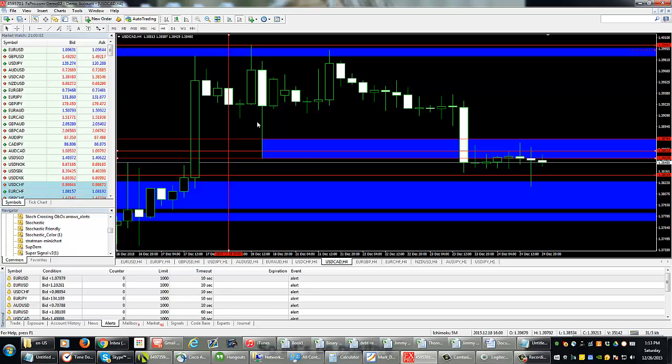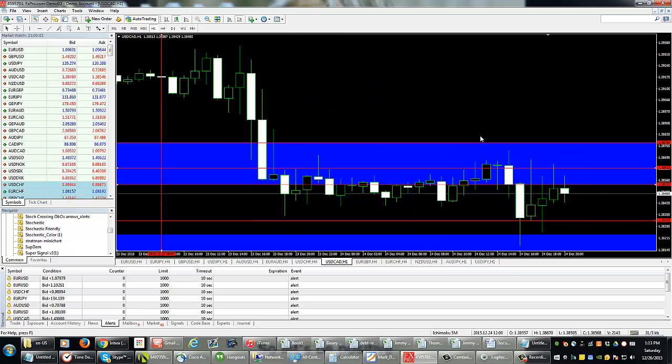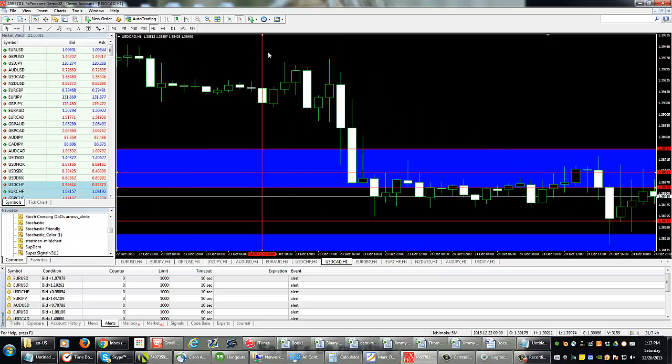So let's use that going forward. Okay, so what we did here, and this is why it's such a great example, because it lost. You can't always show the winners, right? We need to show the losers too. So here's what happened. We had one touch into the zone here on this candle.